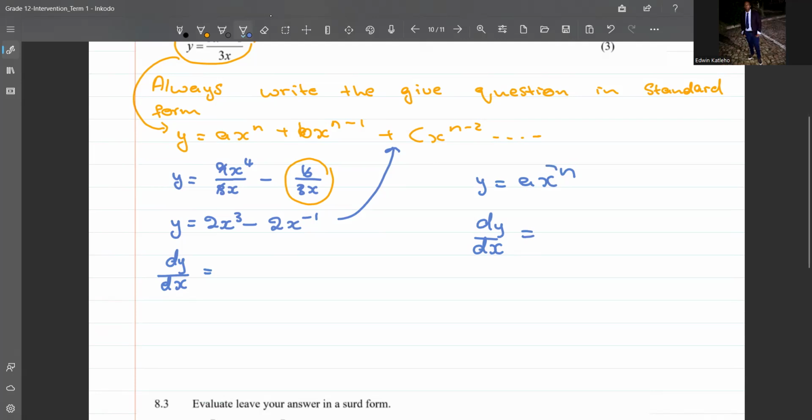We will then multiply the exponent with our coefficient, and then subtract 1. So what we are going to have will be a times n, or n times a, and then x to the power of n minus 1. So we subtract 1 for each and every term that we have, depending on how long your expression is. So this is the law that we are going to apply, which is the short principle.